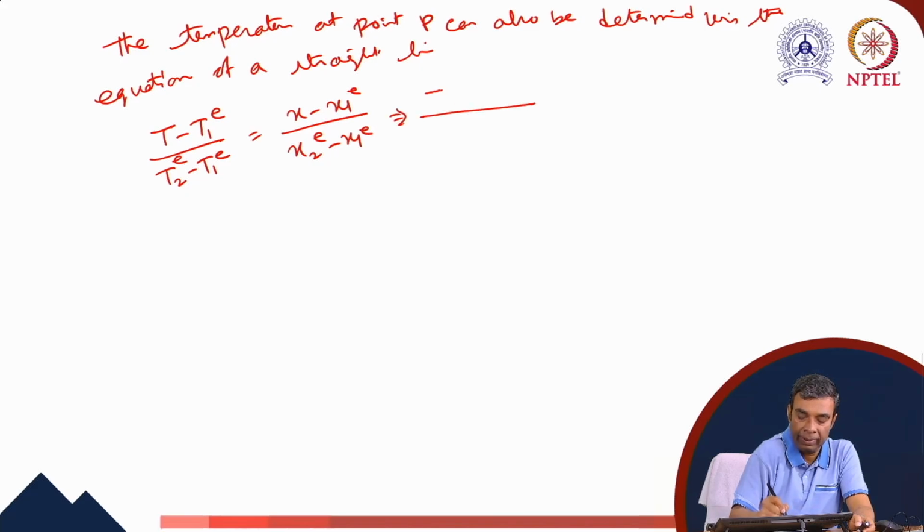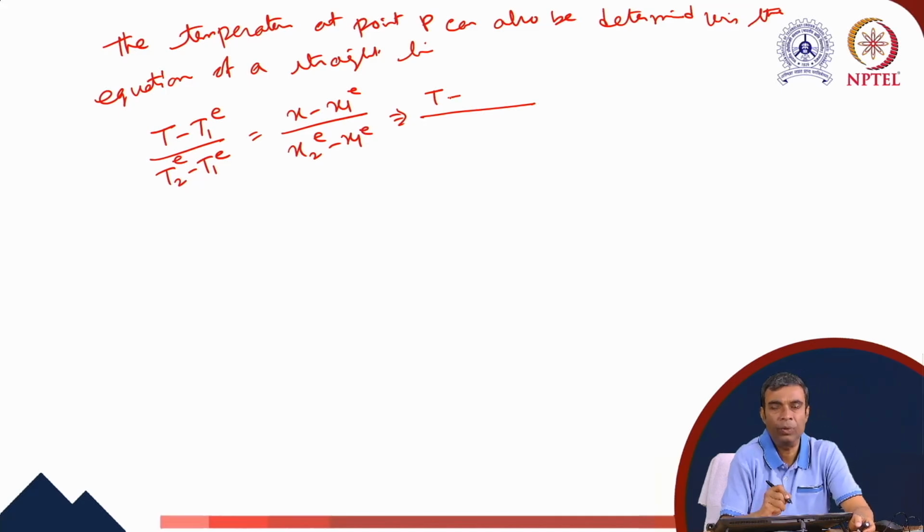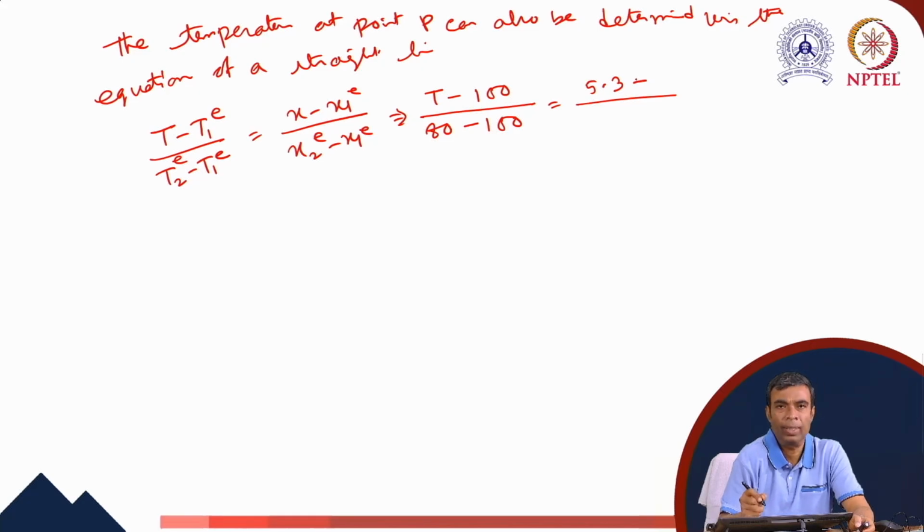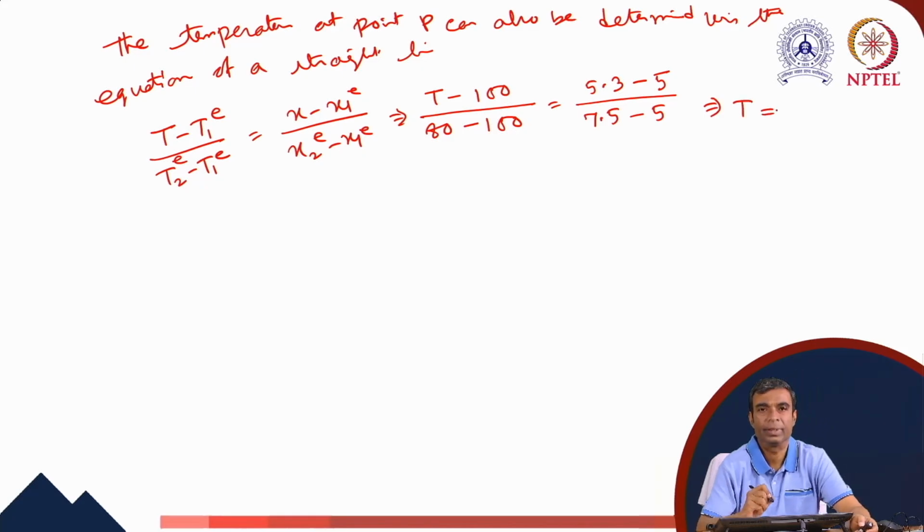Here, temperature is the unknown quantity. At the right node, temperature is 80 degrees centigrade, that is T2e, so this is 80. At the left node, that is T1e, temperature is 100 degrees centigrade, so this is 100. The point of interest is x equals 5.3. x1e is the left node, so its coordinate is 5, and x2e is the rightmost node. Its coordinate was 7.5 and x1e is 5. So from here we can find out the temperature.